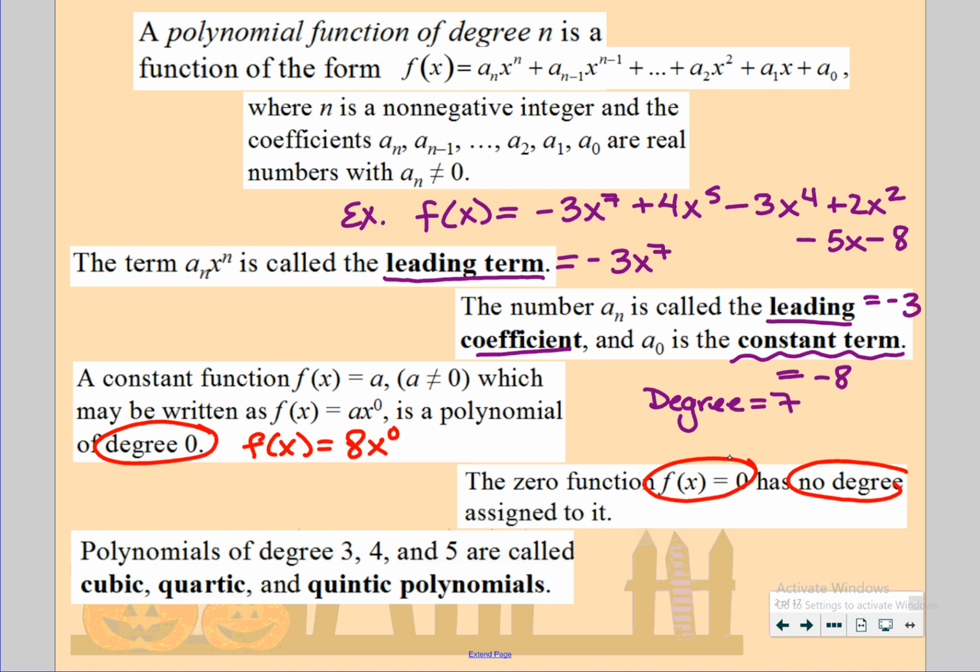Polynomials have special names. We've used them. Constant function is our horizontal line. Linear function was a degree of 1, power of 1. Quadratic, that we did yesterday, is a degree of 2. And then they start to get bigger. If we have a degree 3, we call it a cubic. That was one of our basic functions. Degree 4 is quartic. Degree 5 is quintic. And then after that, we don't really use the special names. We just say degree 6, degree 7, whatever.